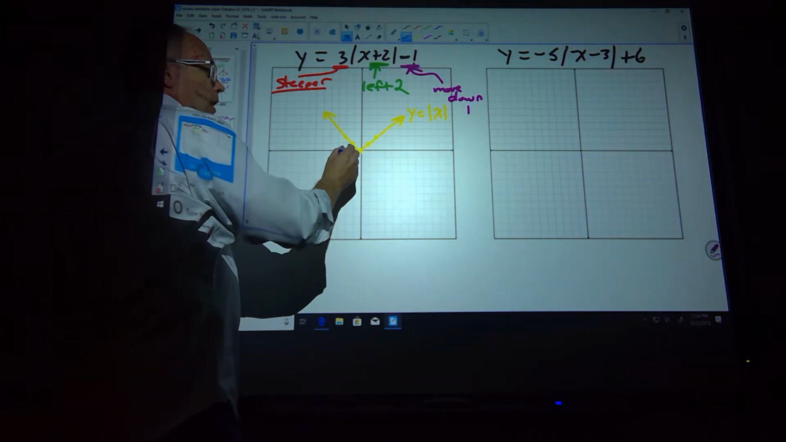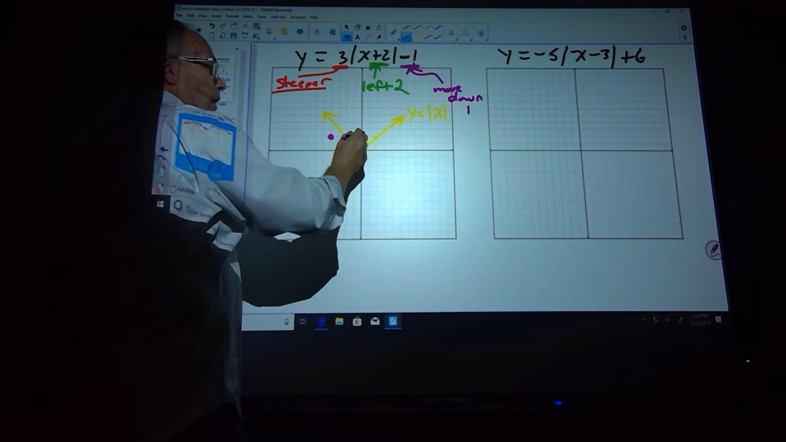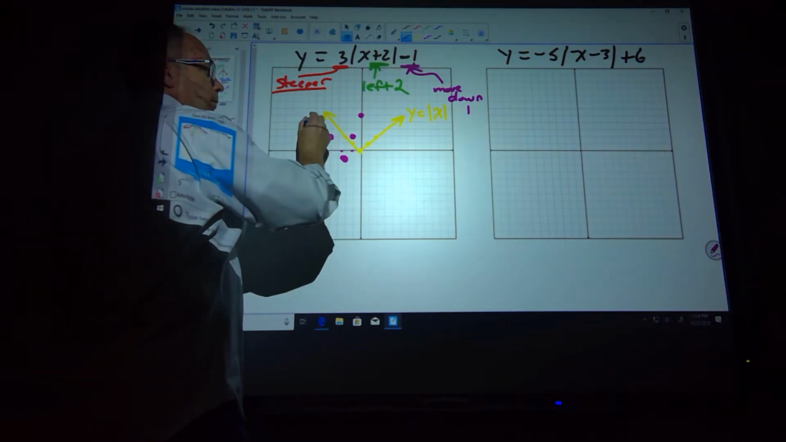And then I'm going to go right 1 up, 1, 2, 3. Left 1 up, 1, 2, 3. Right 1 up, 1, 2, 3. Left 1 up, 1, 2, 3.